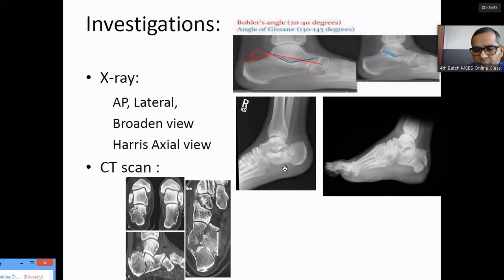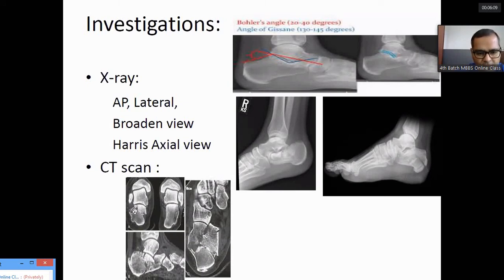In the Harris axial view, we assess the congruency of the posterior articular facet. And it is a must. A CT scan is a must for the proper assessment and evaluation of the ankle joint and this calcaneum fracture. Because when there is a high velocity injury with axial loading, the calcaneum being metaphyseal, mostly cancellous bone, we usually see huge comminution in this type of fracture. So we need to do the CT scan to properly evaluate the fracture morphology.